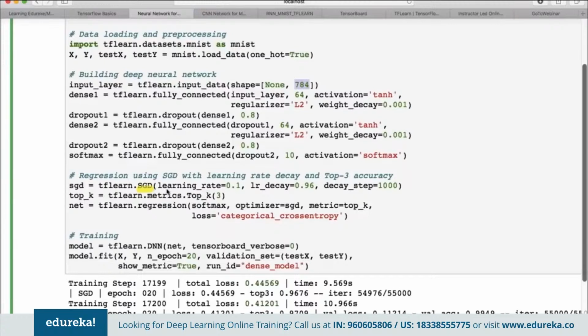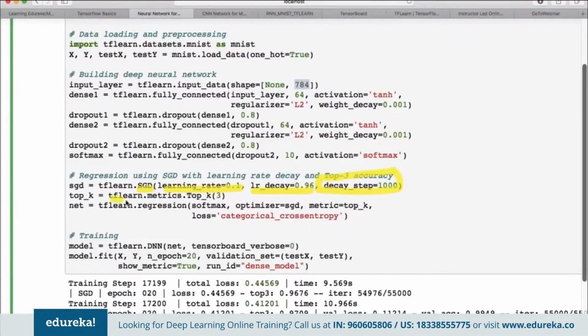It's updating the weight at each iteration. We are starting the learning rate at 0.1 and the learning rate decay is 0.96. I'll explain what it means. And decay step is 10,000. These two are involved in how it works: you'll be reducing the learning rate after each epoch, and this is the step.